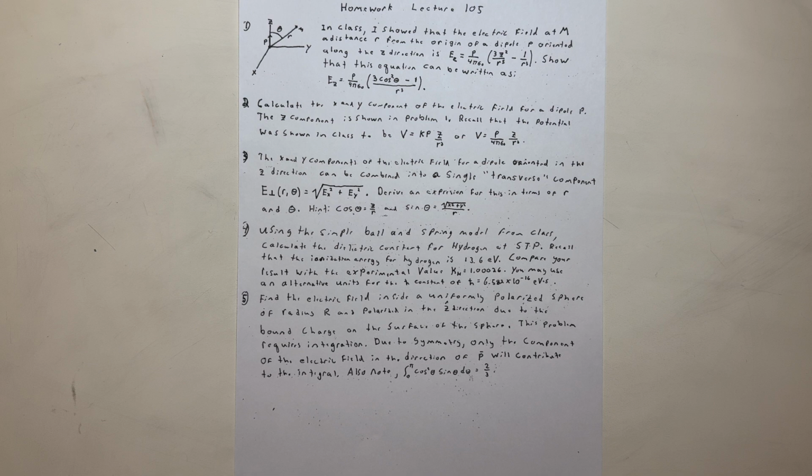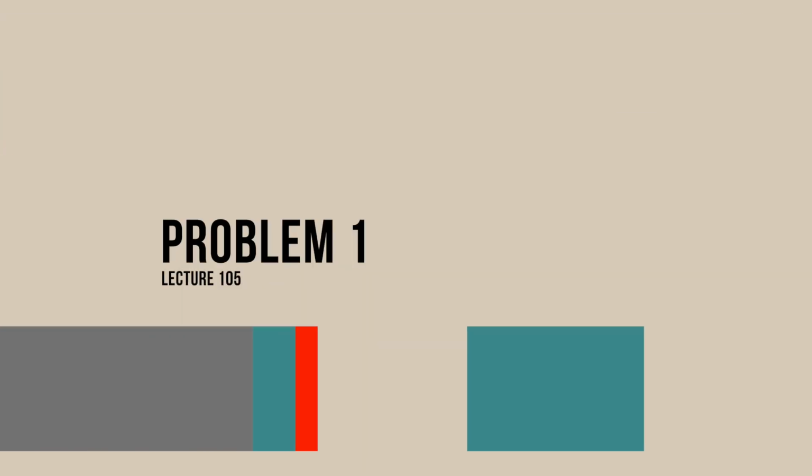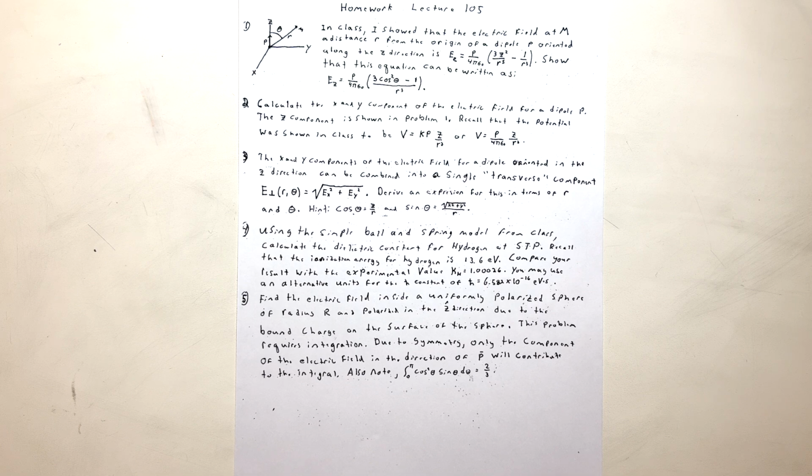Homework, Lecture 105. Number 1. In class, I showed that the electric field at a point, a distance r from the origin of a dipole p oriented along the z direction, is E sub z equals p over 4 pi epsilon naught times the quantity 3z squared over r to the fifth minus 1 over r cubed. Show that this equation can be written as E sub z equals p over 4 pi epsilon naught times the quantity 3 cosine squared theta minus 1 divided by r cubed.